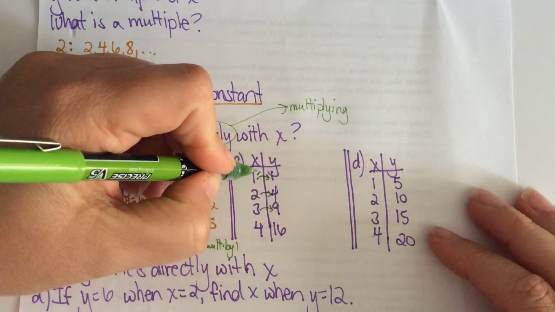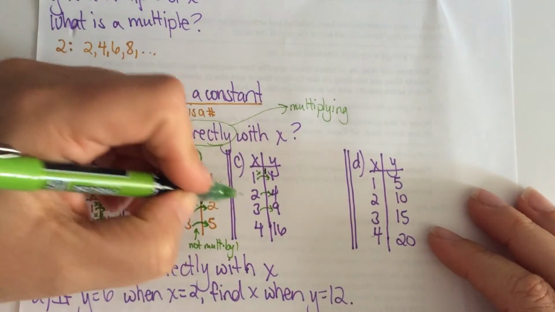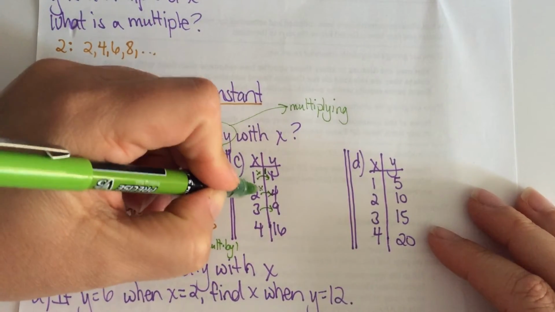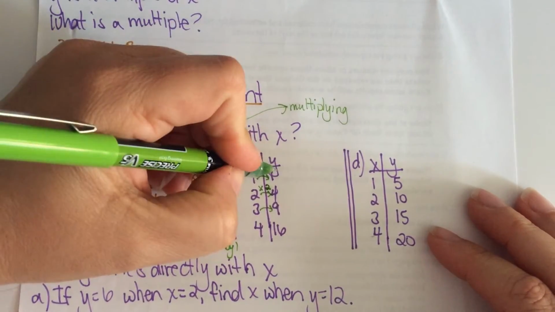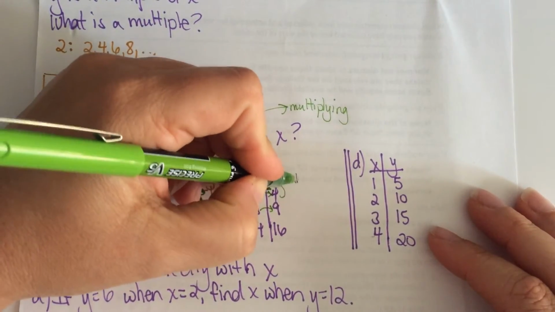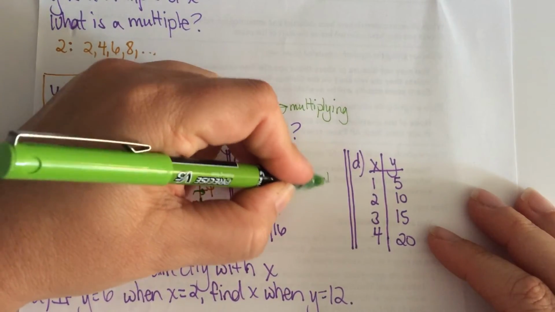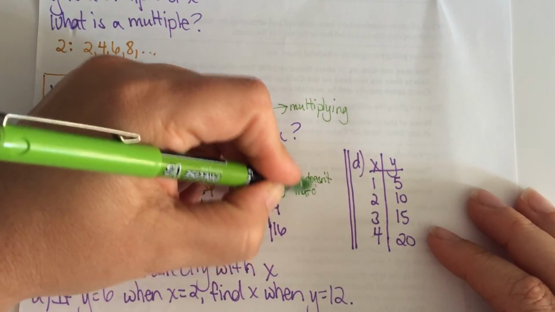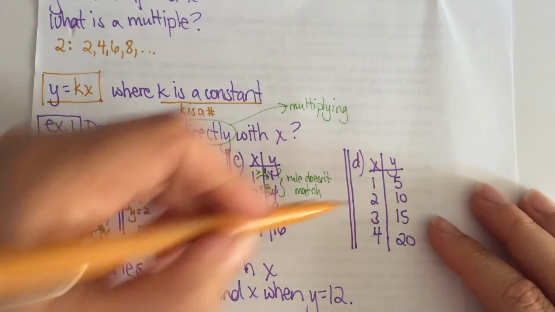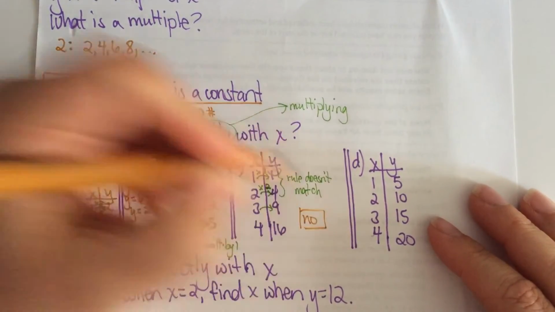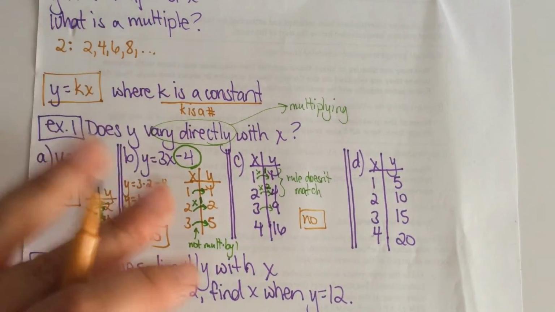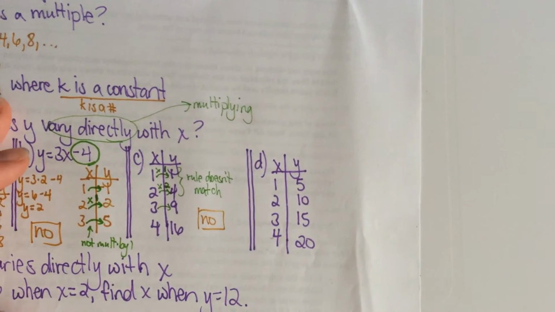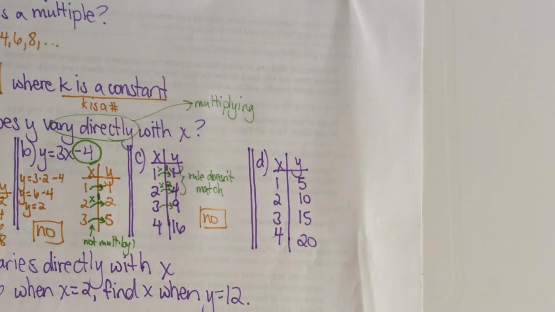So from 1 to 1, I multiply by 1. From 2 to 4, I multiply by 2. And I already know, since these don't match, the answer is no. It has to be the same pattern of multiplying, times 2, times 2, times 2, times 2. All right, I want you guys to try D on your own and answer yes or no.